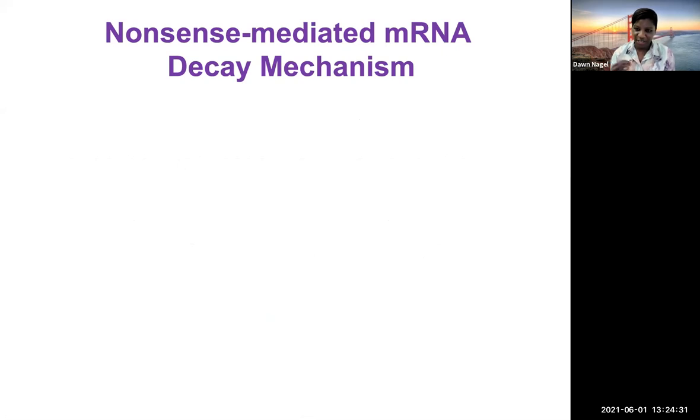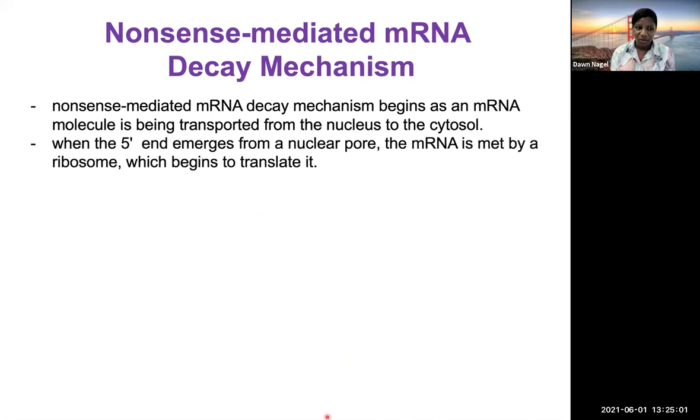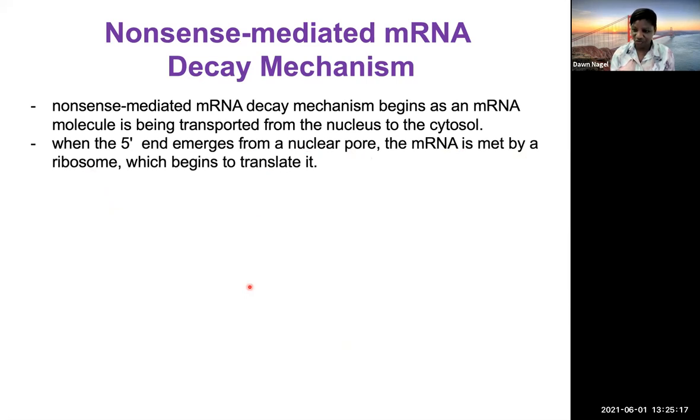So I'm going to just run through the steps and then I'm going to show you a graphic because it's just easier that way. So the first thing that happens is that this nonsense mediated mRNA decay mechanism, which is composed of a number of different proteins, usually begins as the mRNA molecule is being transported from the nucleus to the cytosol. Okay, so it's coming through that nuclear pore into the cytoplasm. It starts already looking to see, is everything there? When the 5' end emerges from that nuclear pore, the mRNA is met by the ribosome to begin translation. So it needs to recognize that 5' cap is there in order for it to start translating.